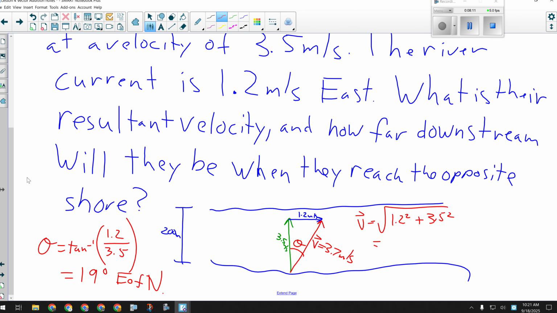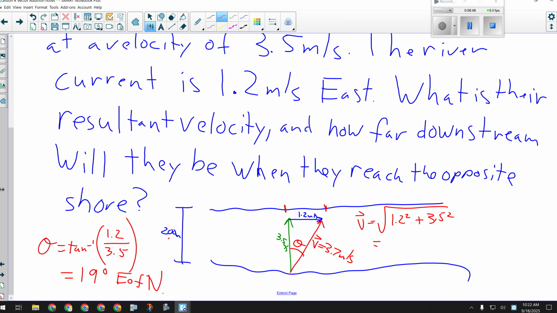Here's where they're a little bit different. There's usually a follow-up question after they ask about the resultant velocity, because we haven't used this number yet, the 200 meters across. They will often ask: how far downstream will they be when they reach the opposite shore? So if I went straight across, I would end up here. But because there's a current, I'm going to end up down here somewhere.